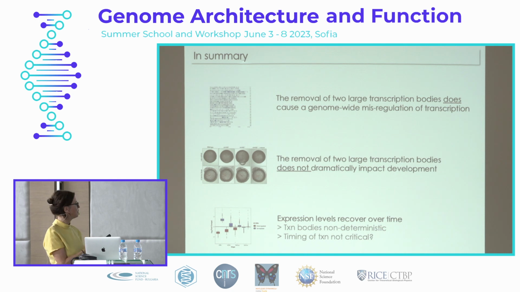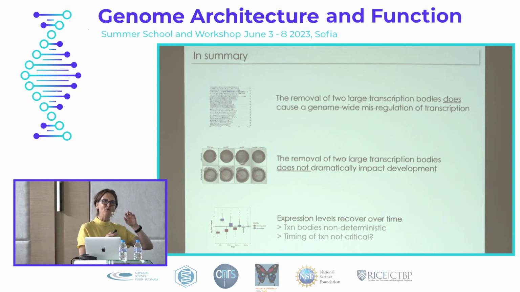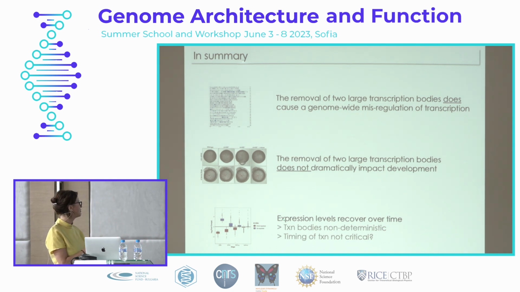And finally, I also want to come back to this sort of conundrum that we do see an effect on gene expression, but not really on development. And we think that this is due to the fact that expression levels recover very quickly over time. And I think this has two important implications. One, that transcription bodies, while they might impact transcription, might not form in a deterministic way, because clearly, if a gene normally is transcribed in the miR430 transcription body, it won't be transcribed there when that transcription body is missing, but it will be transcribed somewhere else. And it also suggests that the timing of transcription, which is sort of messed up in these embryos that we generated, is not all that critical, in contrast to general belief.